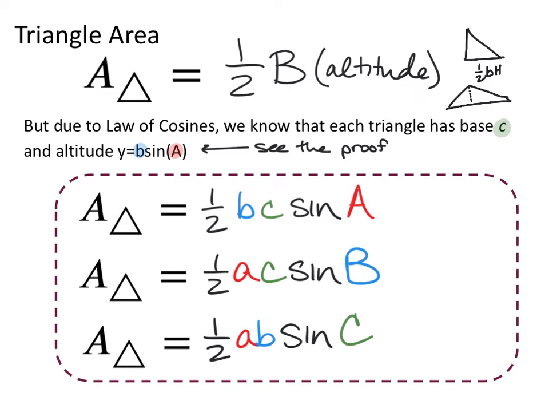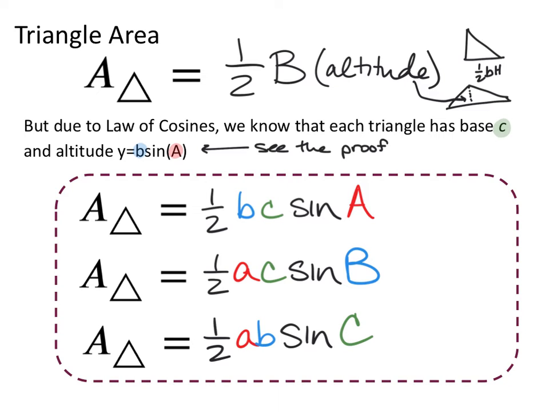We'd use what's called the altitude, which is essentially the height at the highest point of the triangle. 1/2 base times altitude. Okay, but due to the law of cosines, and the proof is in the textbook, I didn't include it in these notes, we know that each triangle has base c and altitude y equals b sine of A. Again, the proof for this is in the textbook if you're interested.